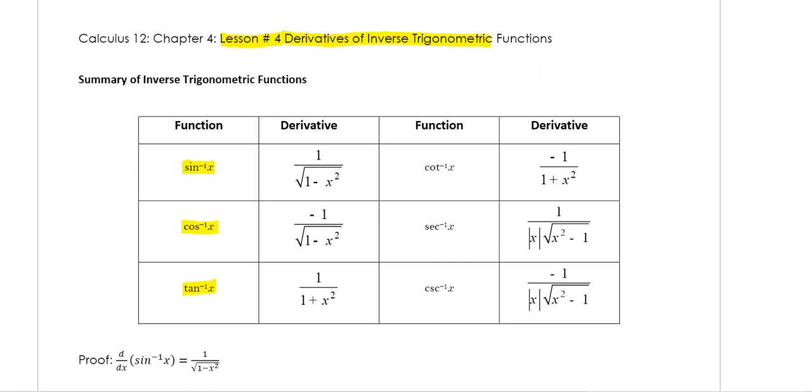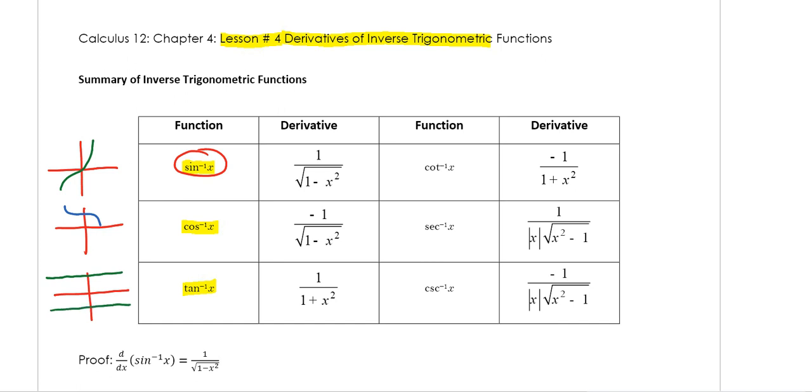So if you have the graph of the inverse of sine x, you may recall that the graph may have looked something like this. And if you had the graph of the inverse of cos, the graph, I believe, looked something similar to that. And for tan x, this is the graph that had the horizontal asymptotes, and your graph was something like that. Okay, so these are the kind of graphs that we did graph in the previous lesson.